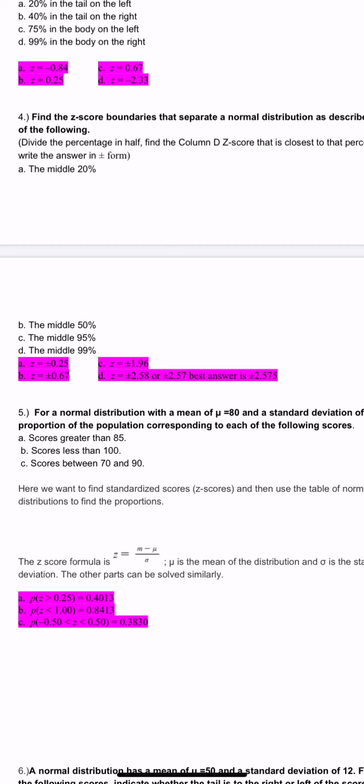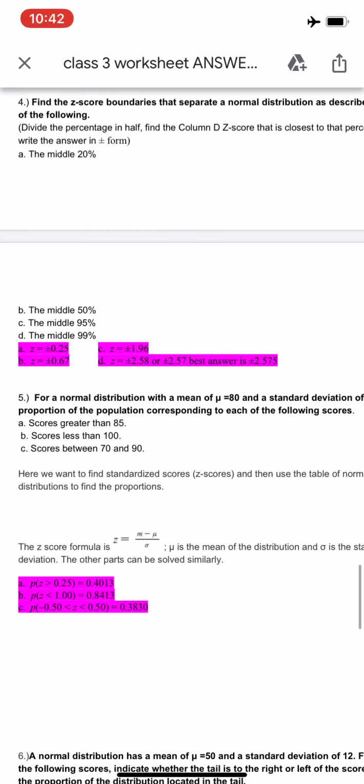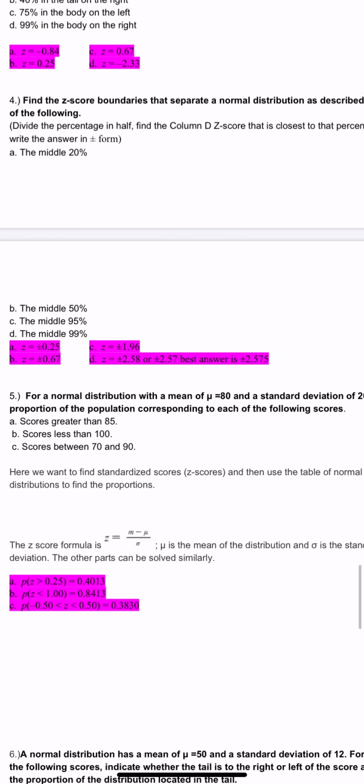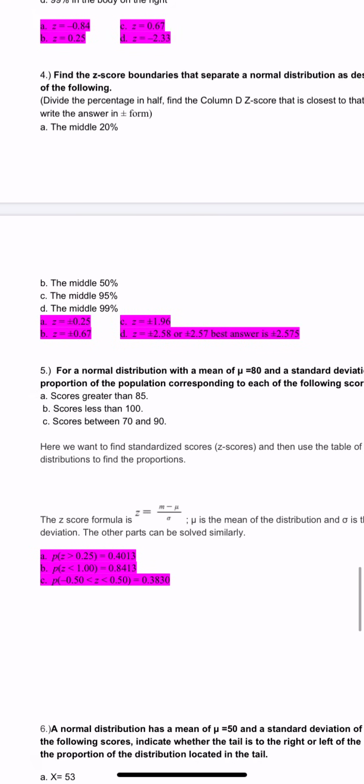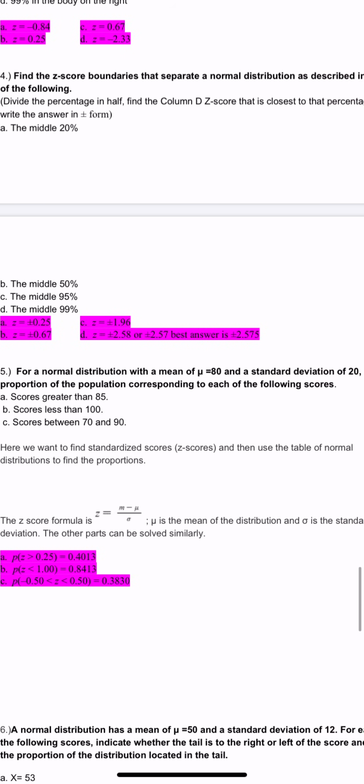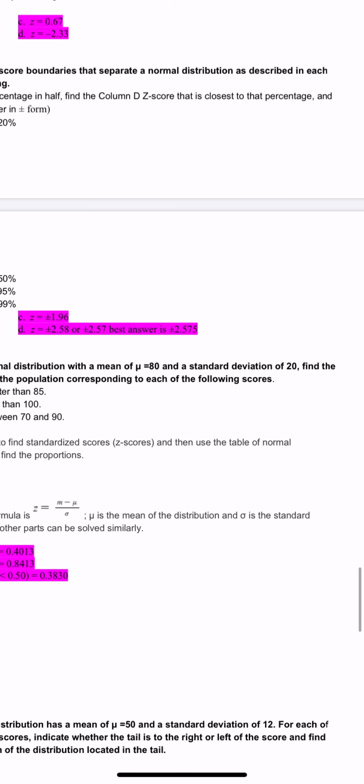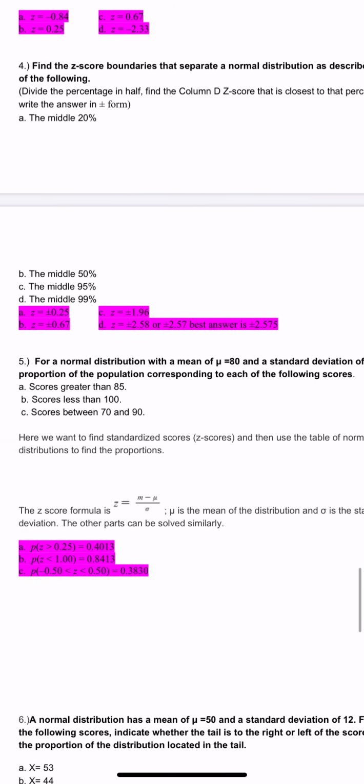Next, the scores between 70 and 90. So z equals negative 0.5 and positive 0.5, right? When you do 70 minus 80 divided by 20, you get negative 0.5. And when you do 90 minus 80 divided by 20, you get positive 0.5.